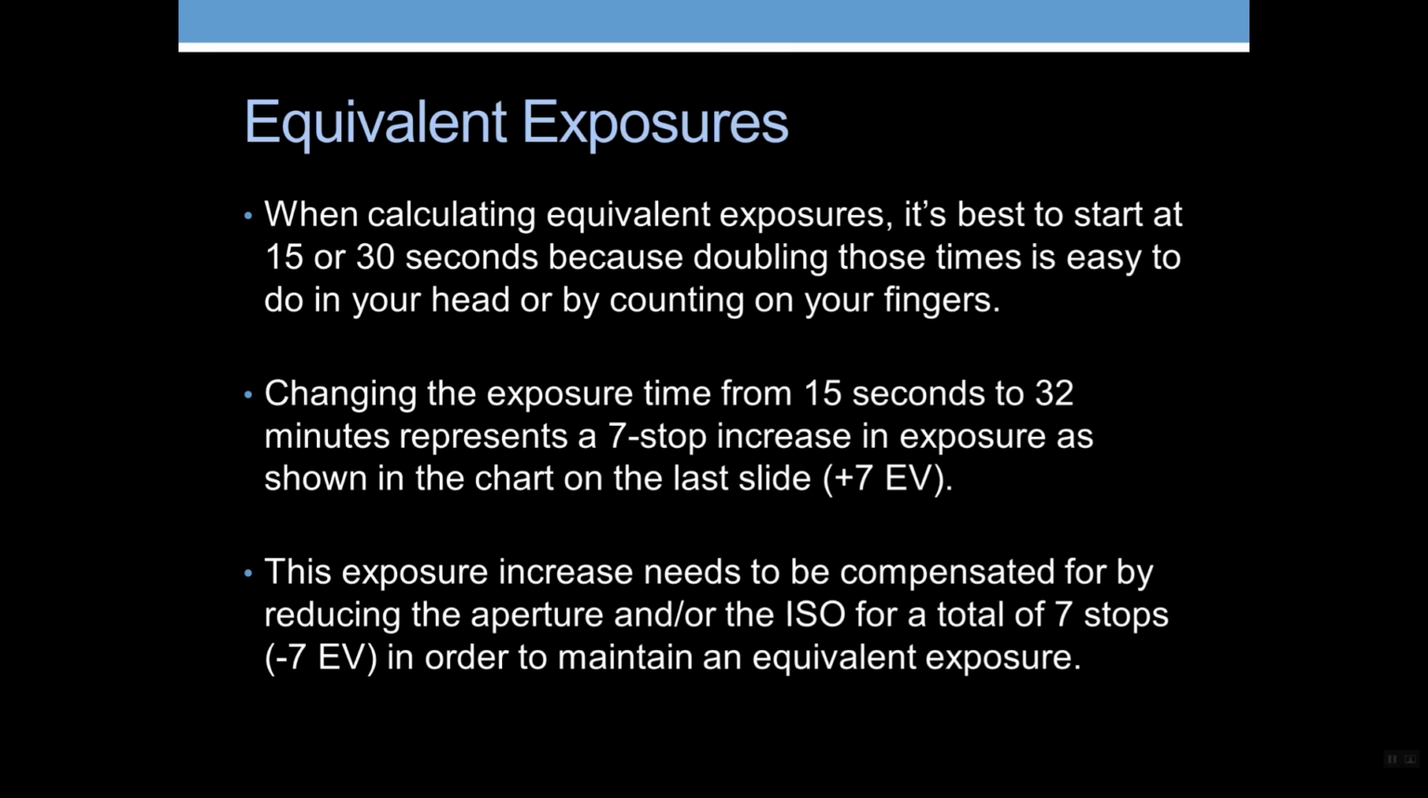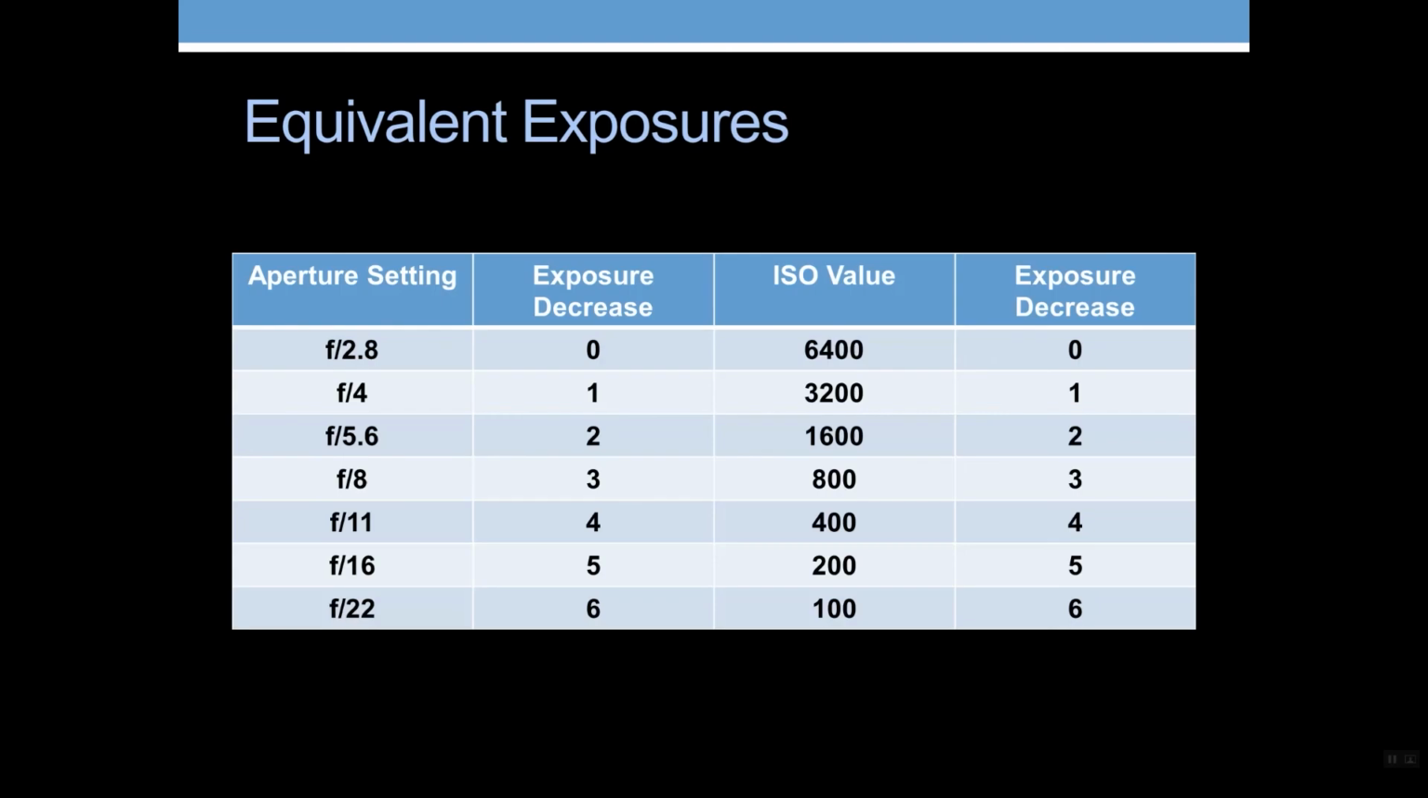Okay, so let's take a look at this chart. This is a list of aperture settings in the column on the left, and the column just to the right of that shows the decrease in the exposure by stops of light. The next column over shows the ISO values, and the column to the far right shows the decrease in exposure in stops of light for each of those full stop settings.